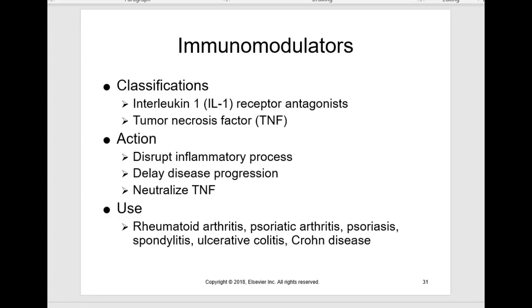Immunomodulators treat moderate to severe rheumatoid arthritis by disrupting the inflammatory process and delaying disease progression. Classifications include the interleukin-1 receptor antagonists and the tumor necrosis factor blockers. So if you see interleukin-1 or tumor necrosis factor, those play a role in causing inflammation. So if we have a receptor antagonist or a blocker, those are medications that are blocking those causes of inflammation within the body. Immunomodulators work by disrupting the inflammatory process, delaying disease progression, and neutralizing tumor necrosis factor.